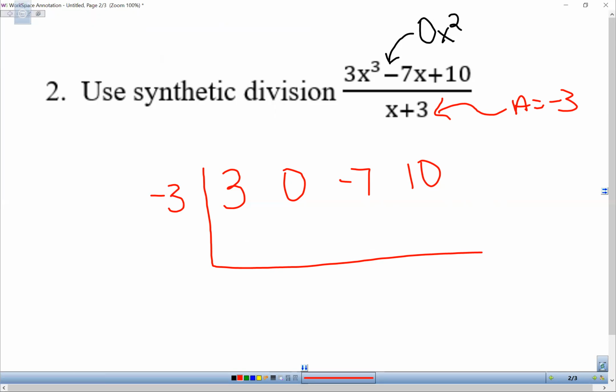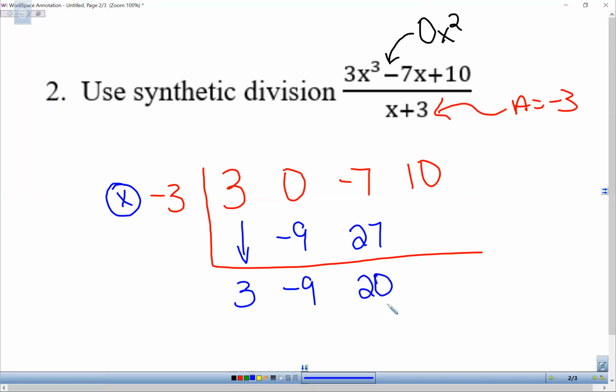So again, start by bringing down the first number. Always bring down the first number. And once you get a number at the bottom, you're going to multiply. Again, you can write a little times sign there to remind you that's what you multiply by. So negative 3 times 3 is negative 9. Add those together. Negative 3 times negative 9 is positive 27. Add those together. Negative 3 times 20 is negative 60. And we add those together.